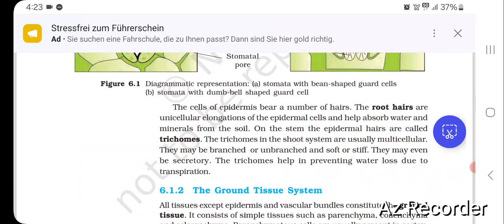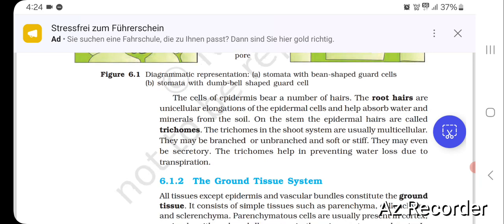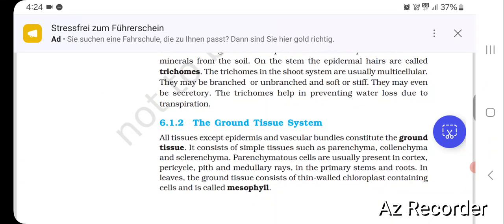The cells of epidermis bear a number of hairs. The root hairs are unicellular elongations of the epidermal cells and help absorb water and minerals from the soil. On the stem, the epidermal hairs are called trichomes. The trichomes in the shoot system are usually multicellular. They may be branched or unbranched and soft or stiff. They may even be secretory. The trichomes help in preventing water loss due to transpiration.